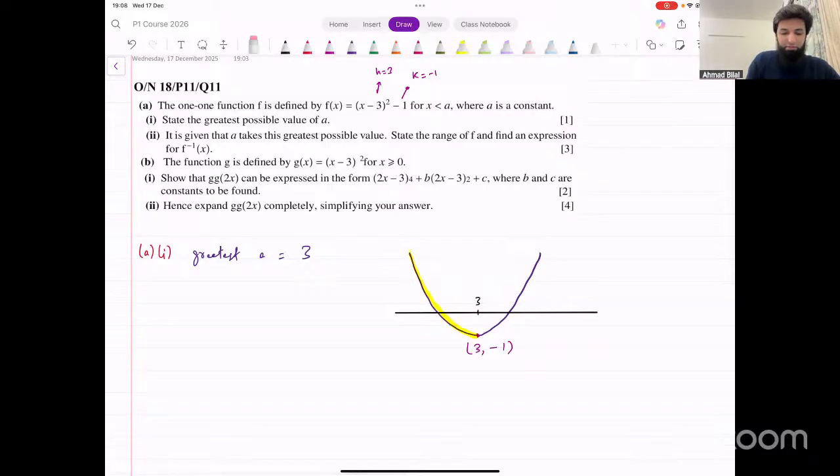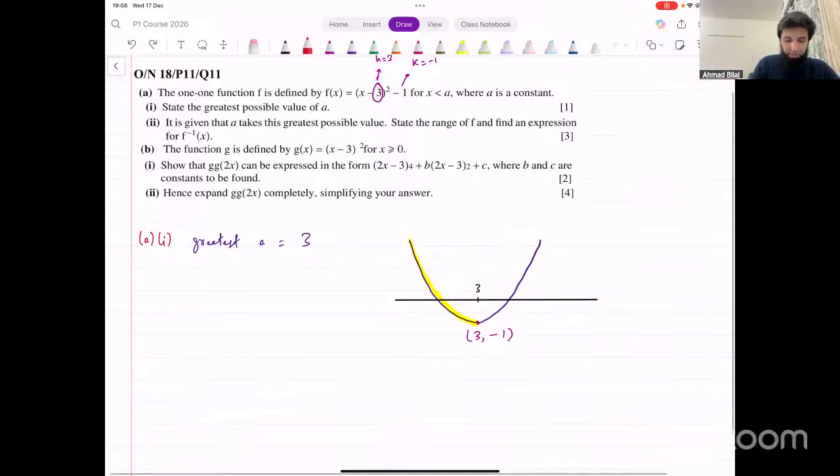Any problems with this? Any questions, anyone? Thank you for checking that, Zara and Aisha and others.